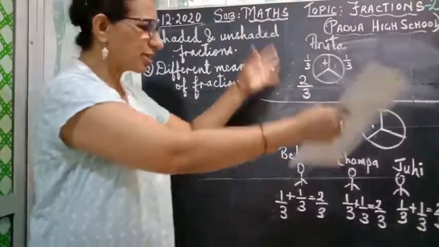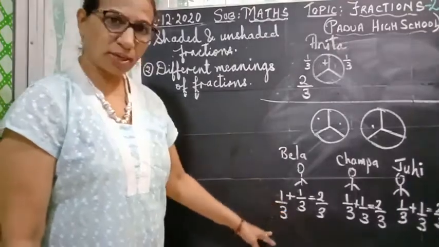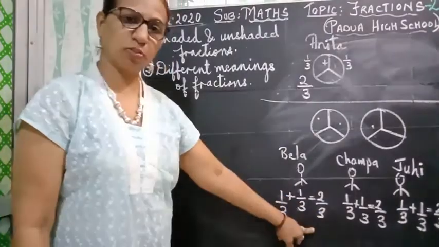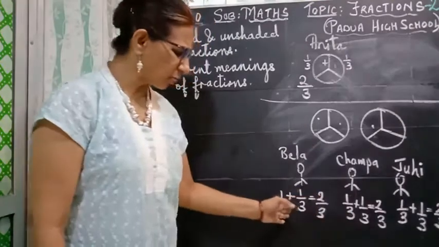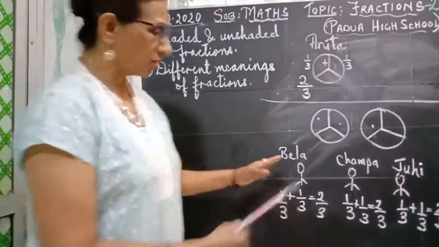So you can write these fractions in different ways, children. See how you can write 1 upon 3, and then add, and then you get 2 upon 3. So it means that 1 upon 3 plus 1 upon 3 is equal to 2 upon 3. Okay, so that is how you get these fractions.